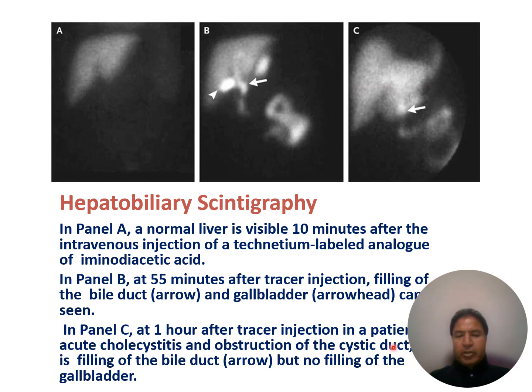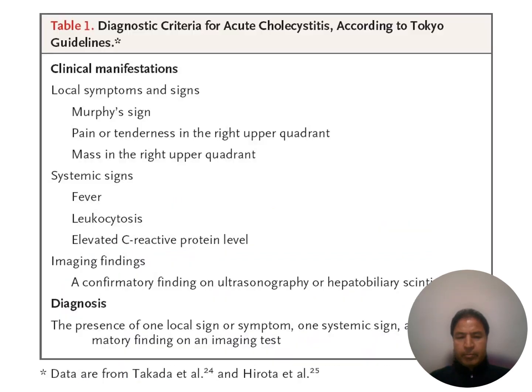1 hour after tracer injection in a patient with acute cholecystitis and obstruction of the cystic duct, there is filling of the bile duct (arrow) but no filling of the gallbladder. There is no filling of the gallbladder like here, but the cystic duct has been filled.